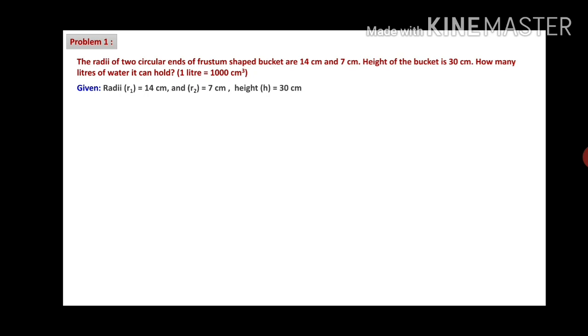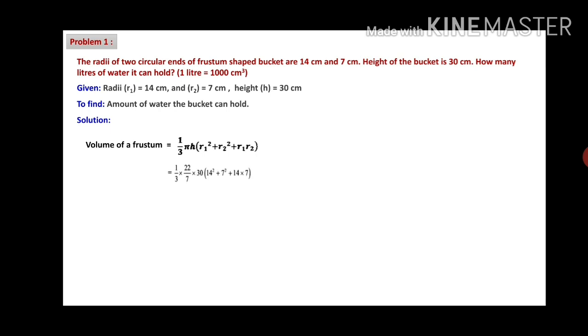Given that radii R1 is equal to 14 cm and R2 is equal to 7 cm, height h is 30 cm. You have to find the amount of water the bucket can hold. Solution. Volume of the frustum is equal to 1/3 pi h (R1 squared plus R2 squared plus R1 times R2). Now we will substitute the values: 1/3 times pi, whose value is 22 upon 7, times h, which is 30, times (R1 squared, that is 14 squared, plus R2 squared, that is 7 squared, plus R1 times R2, that is 14 into 7). We have substituted all the values. Now we will simplify it.